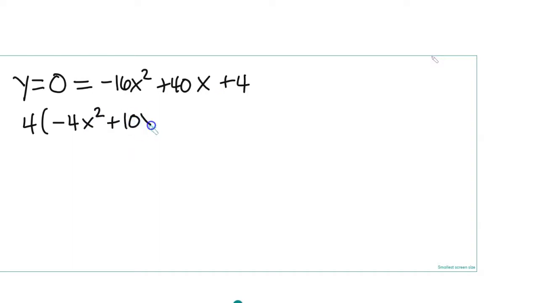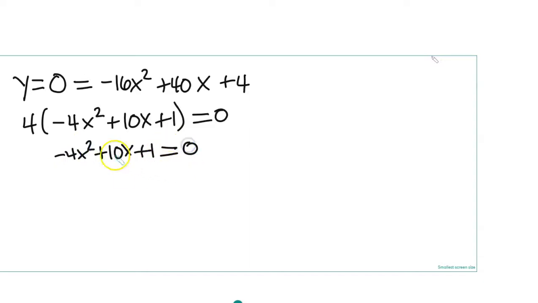Plus 10x plus 1 equals 0. And if you divide 0 by 4, nobody's feelings get hurt. So it's just negative 4x squared plus 10x plus 1 equals 0. Okay? Now, there's a couple ways to solve this. I first recommend it's typically best to have the leading term be positive. So we could just multiply everything by negative 1. See, 4x squared minus 10x minus 1 equals 0.